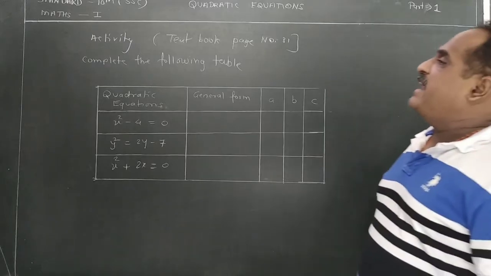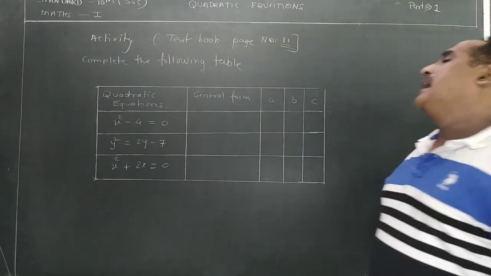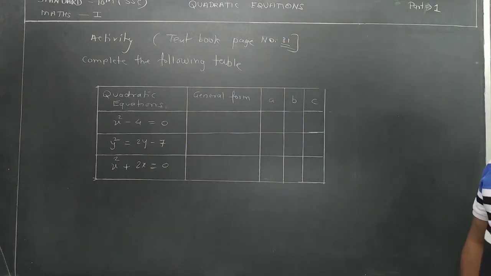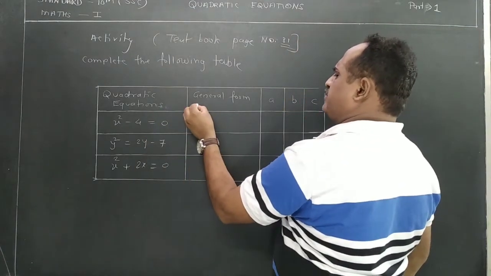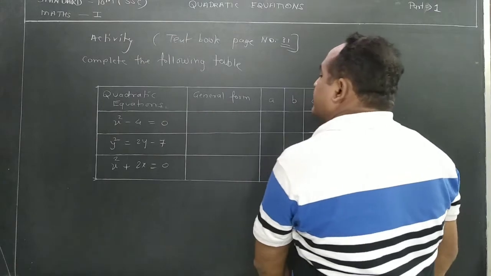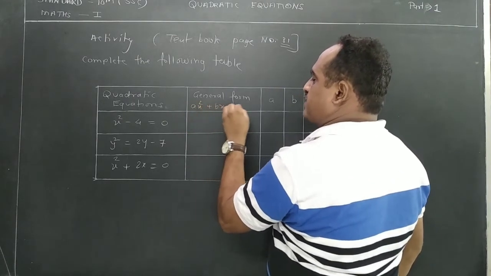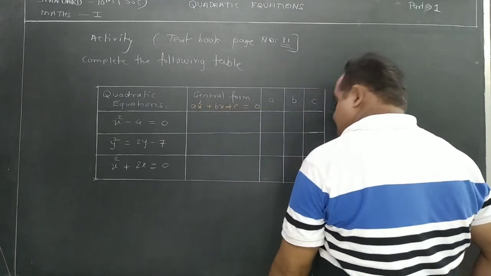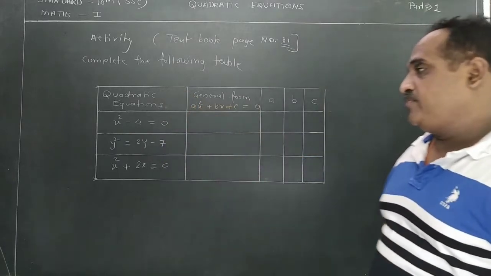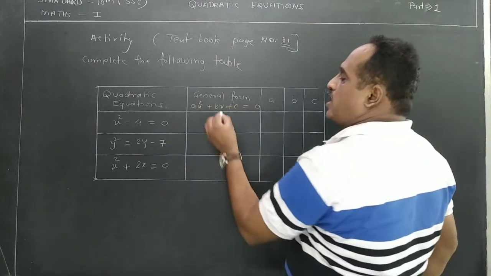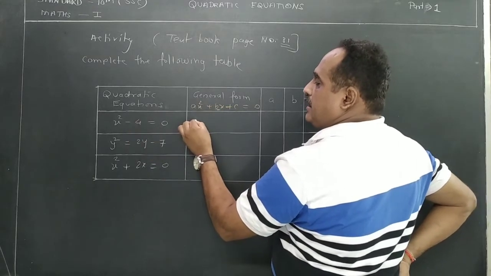Now, one activity is given in a textbook, page number 31. Complete the following table. They have given the quadratic equation. General form, they have not given, you can write that. What is general form of equation? Ax square plus bx plus c is equal to 0. Now, you have to convert this in this form. So, which term is not there? B term is not there, but c is there. So, what you are going to write?